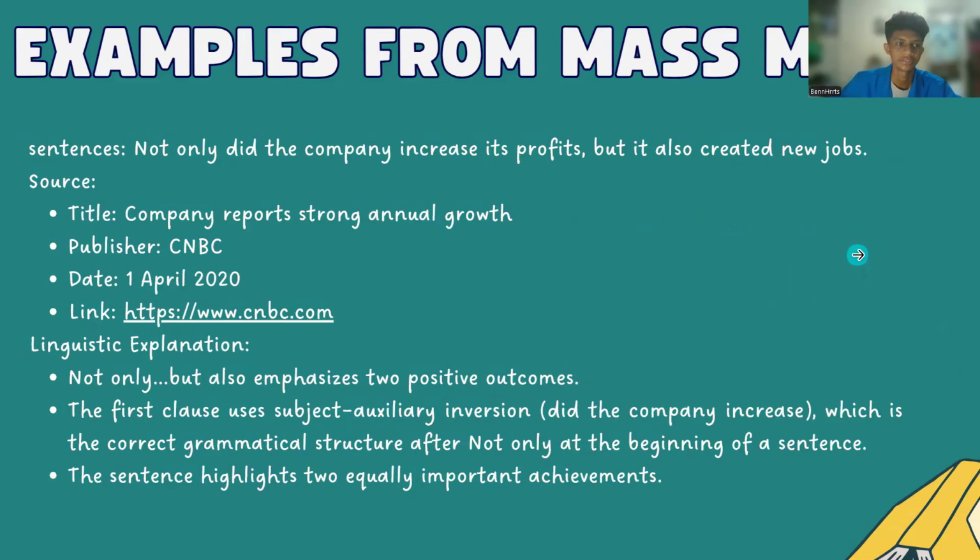And this is the second example. Not only did the company increase its profits, but it also created new jobs. Then this is for the source. The title is Company Report Strong Annual Growth. The publisher is CNBC. The date is April 1st, 2020. And this is for the link and linguistic explanation: not only but also emphasizes two positive outcomes.